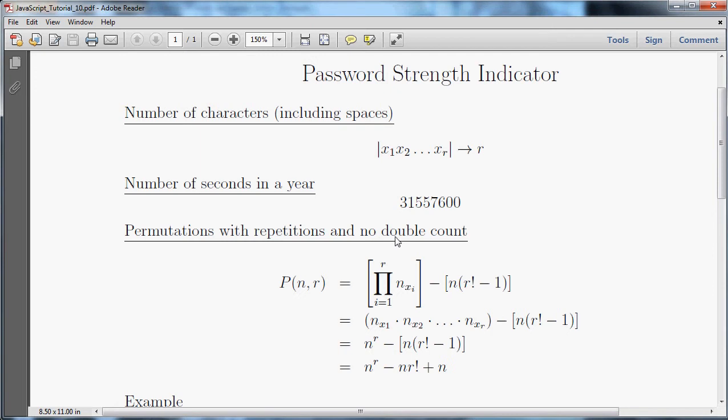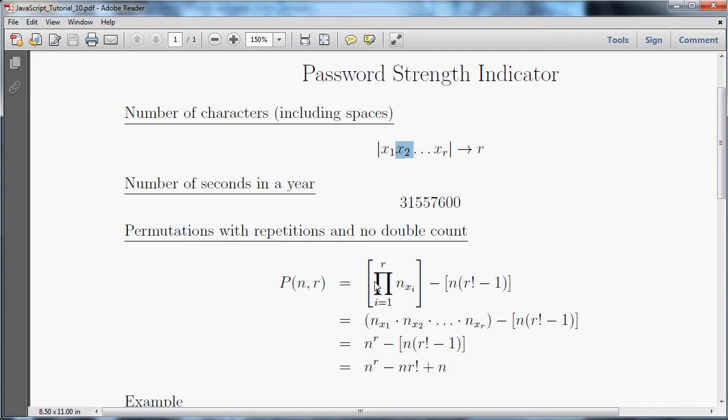Before I show you the example, let me show you the formula. The formula says for each character, let's say we had lowercase letters. How many letters are in the alphabet? There are 26. So for each character X, there are 26 choices that I have to put here. Again, we're allowing repetition, so on and so forth. That's why we have the product here.